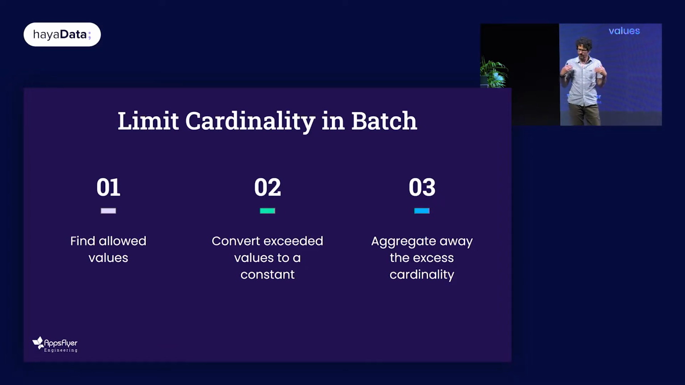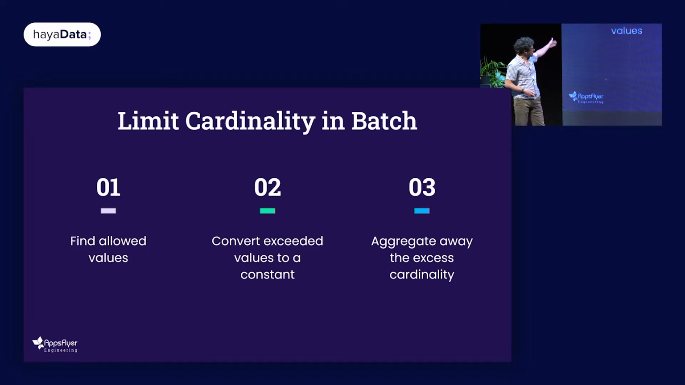But stepping back from the problem and applying what I think is sort of the most valuable principle that we have, is to try to tease apart your problem into multiple different concerns. And that turned out to be the key that let us solve this. So what we were able to do is split the problem out into one job that finds the allowed values for clients, and then another job that converts those values to a constant and aggregates away the excess. So rather than trying to shove it all into one crazy SQL query, we're gonna split it up.